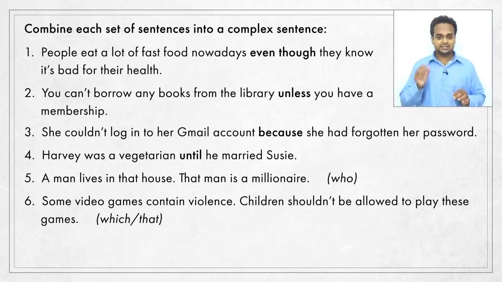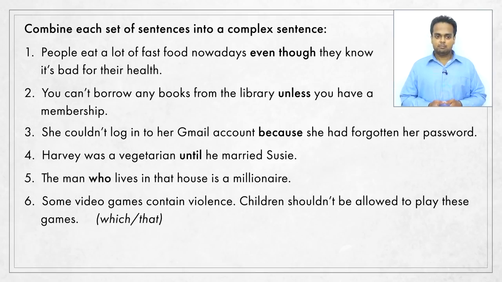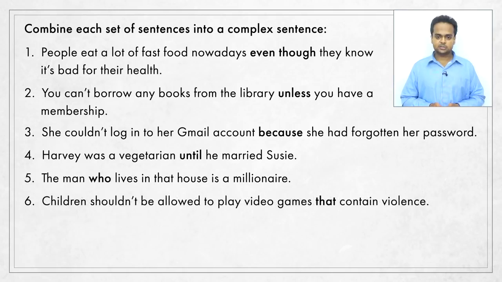Now, this sentence is much shorter than the original 2 sentences, but it has the same meaning. Number 5, the man who lives in that house is a millionaire. And finally, number 6, children shouldn't be allowed to play video games that contain violence.